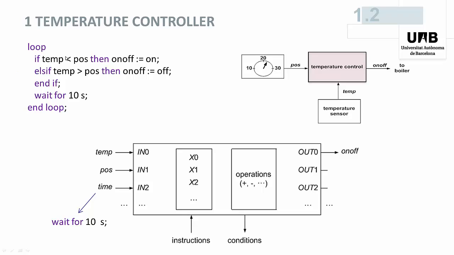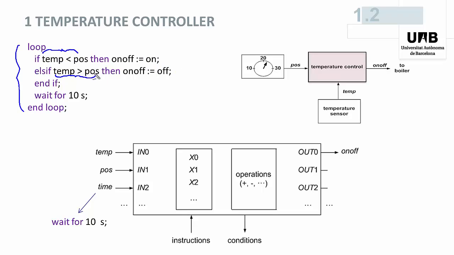Thus, if the measured temperature is smaller than the desired temperature defined by the position of a mechanical selector, then the output is equal to on. If the measured temperature is greater than the selected temperature, then the output is equal to off. And if the measured temperature is equal to the selected one, then the output value doesn't change.